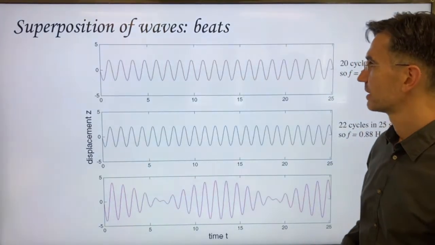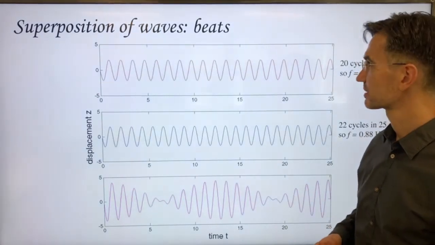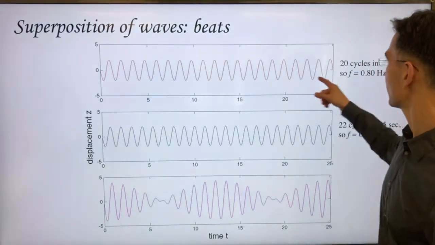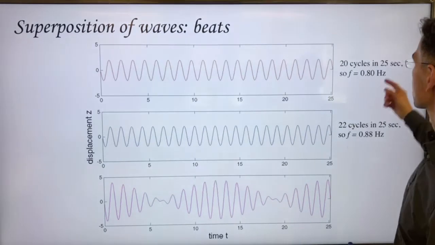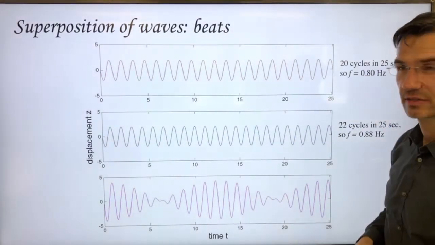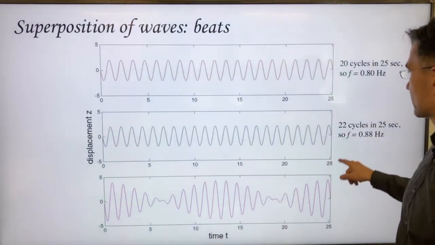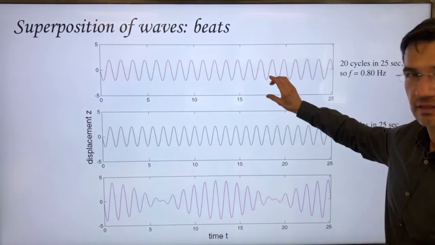So here's how the creation of a beat frequency works. Here we have two slightly different waves. The top one has 20 oscillations in these 25 seconds, so it has a frequency of 0.8 hertz. The bottom one has two more oscillations, 22 oscillations in 25 seconds, so its frequency is 0.88 hertz. What happens now when we add these two together?